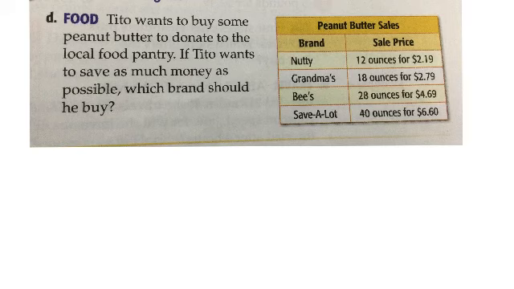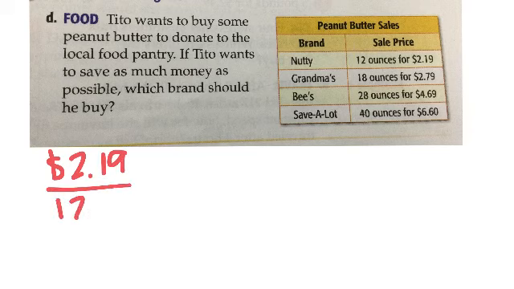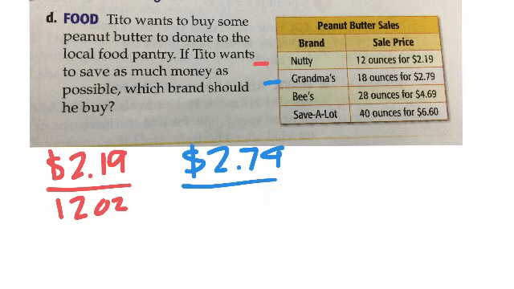Tito wants to buy some peanut butter to donate to the local food pantry. If Tito wants to save as much money as possible, which brand should he buy? So again, we're looking at the unit price. So we would do the price that I'm paying divided by the weight of the bag, or how much I'm getting. So it'd be $2.19 over 12 ounces for Nutty's brand of peanut butter. For Grandma's brand of peanut butter, it would be $2.79 divided by 18 ounces.